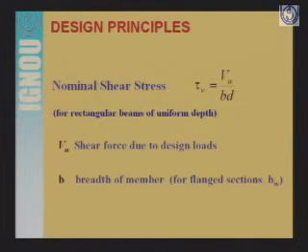This tau V is obtained by dividing the shear force by the effective cross-sectional area, B into D, where B is the width of the member, D is the depth of the member, and Vu is the shear force due to design loads. Means that shear force that we will calculate at particular section under the loads that are coming to the structural member.